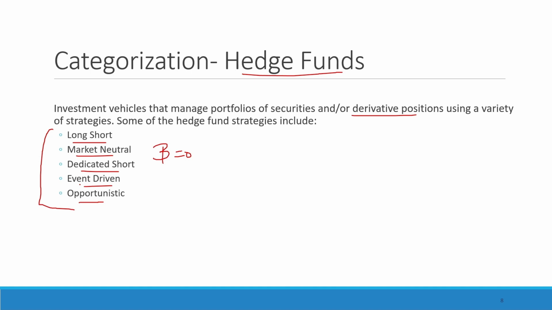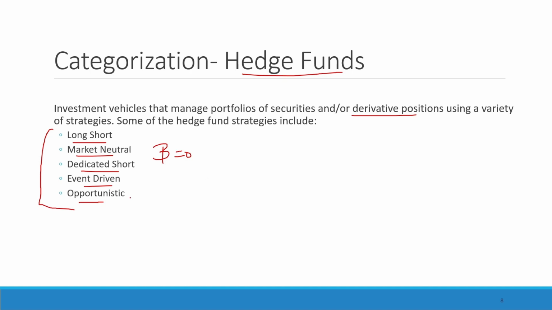Event driven funds try to take opportunities which arise in the market, mostly in cases of mergers and acquisitions. So when company A acquires company B, they might think that the price of company B will go up and the price of company A will go down. So they'll take relevant positions in order to capture that arbitrage.